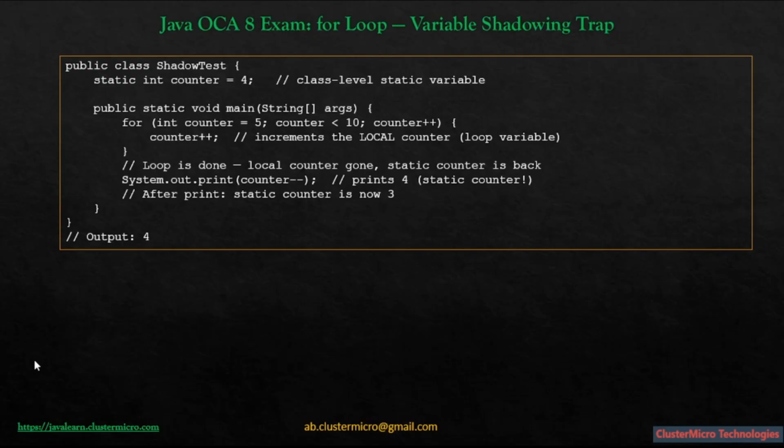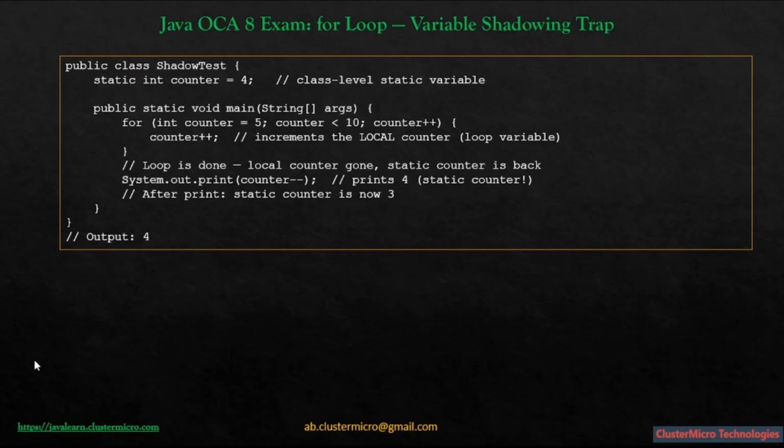So when the for loop finishes, the local variable goes out of scope and no longer exists. At that point, the name counter again refers to the static class variable, which has never been modified and still holds the value 4. The print statement therefore outputs 4, and the post decrement operator reduces the static variable's value to 3. The key idea is that a local variable can shadow a class level variable and the two variables operate independently of each other.